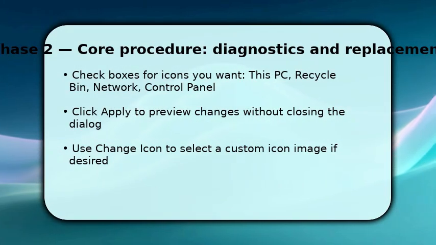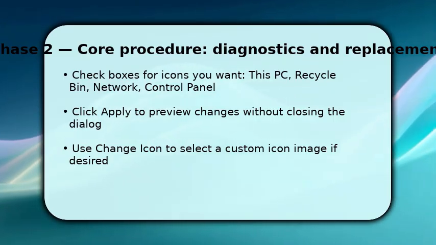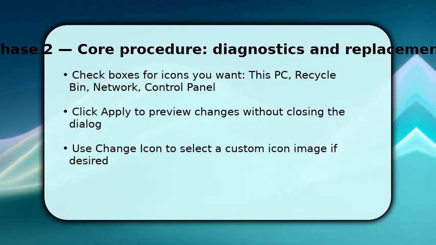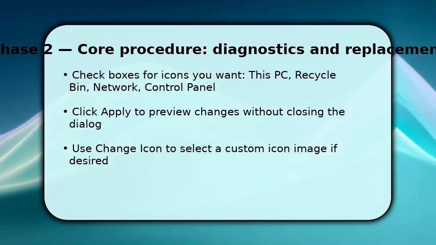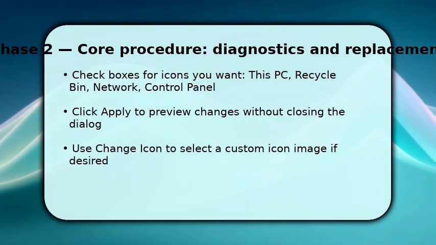Now you enable the exact icons you want. Check the boxes for this PC, Recycle Bin, Network, or Control Panel. Click Apply to preview results, which lets you confirm placement and visibility without closing the dialog.